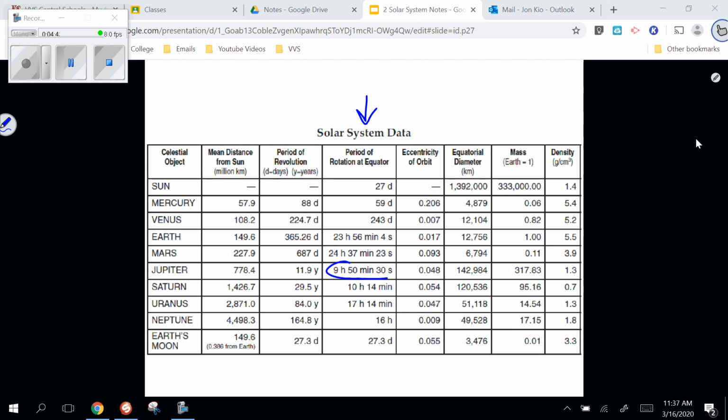Notice Jupiter takes less than 10 hours to rotate once. That means Jupiter is spinning super fast. Saturn, almost the same. Okay? These rotational periods are all less. So that means that the 4 outer planets are all spinning faster than we are.